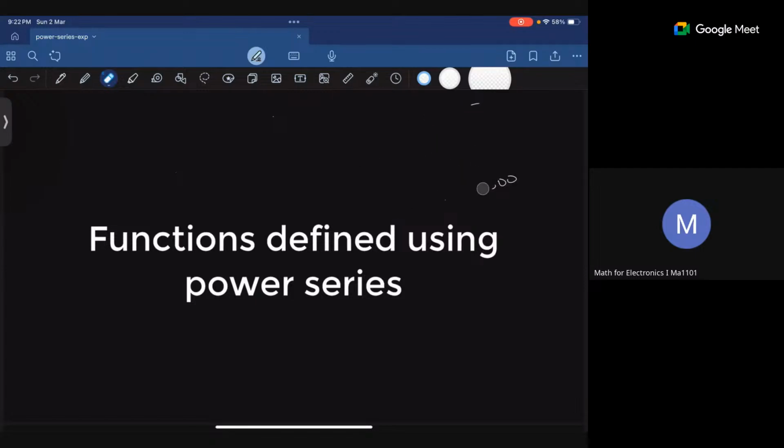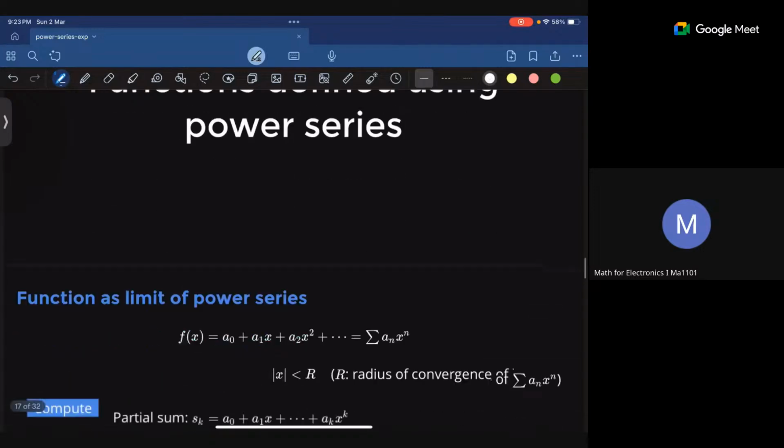Okay. So let's come back to week 7. And now we will talk about functions defined using power series. So what do we mean by this? Even though it looks like a sum of infinite terms, sometimes if it is converging, it will converge to a function. So we can represent the power series as a function, a simple expression without any summations involved. Okay, so we'll see that.